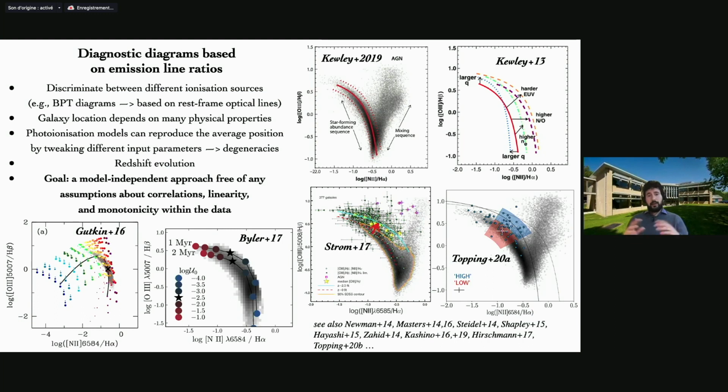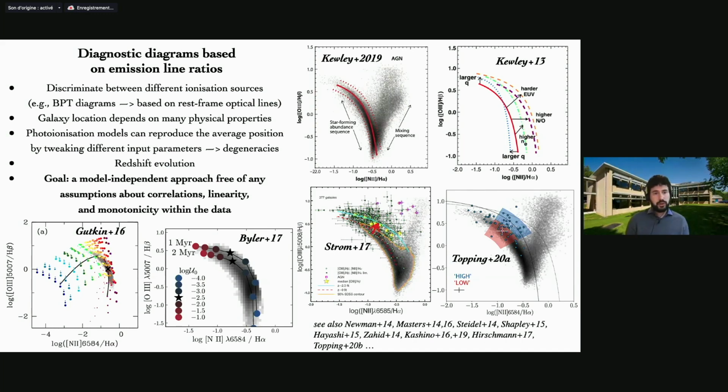Diagnostic diagrams, and in particular BPT diagrams, so diagnostic diagrams based on rest-frame optical emission lines, have been used extensively in the literature in the last 20 years to infer properties of the ISM in galaxies, and in particular to discriminate between different ionization sources in galaxies. For instance, to discriminate between ionization coming from recent star formation within H II regions, or whether the dominant contribution to ionization comes from AGN activity or different kinds of stellar populations.